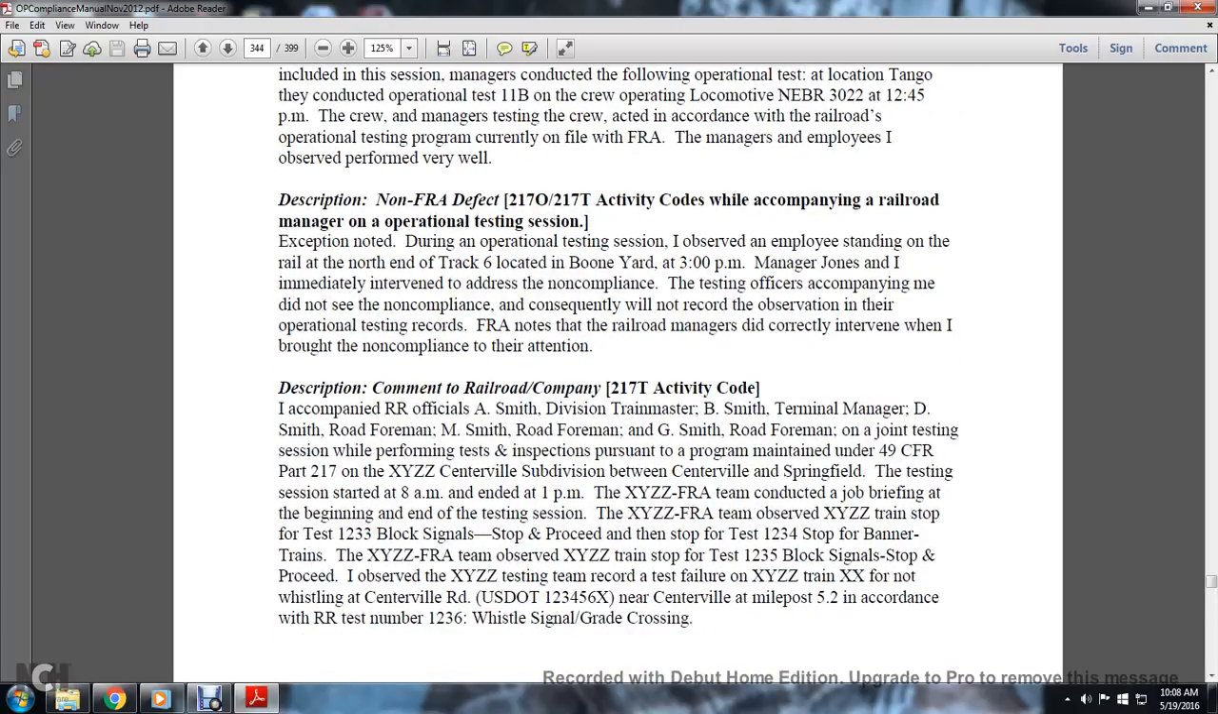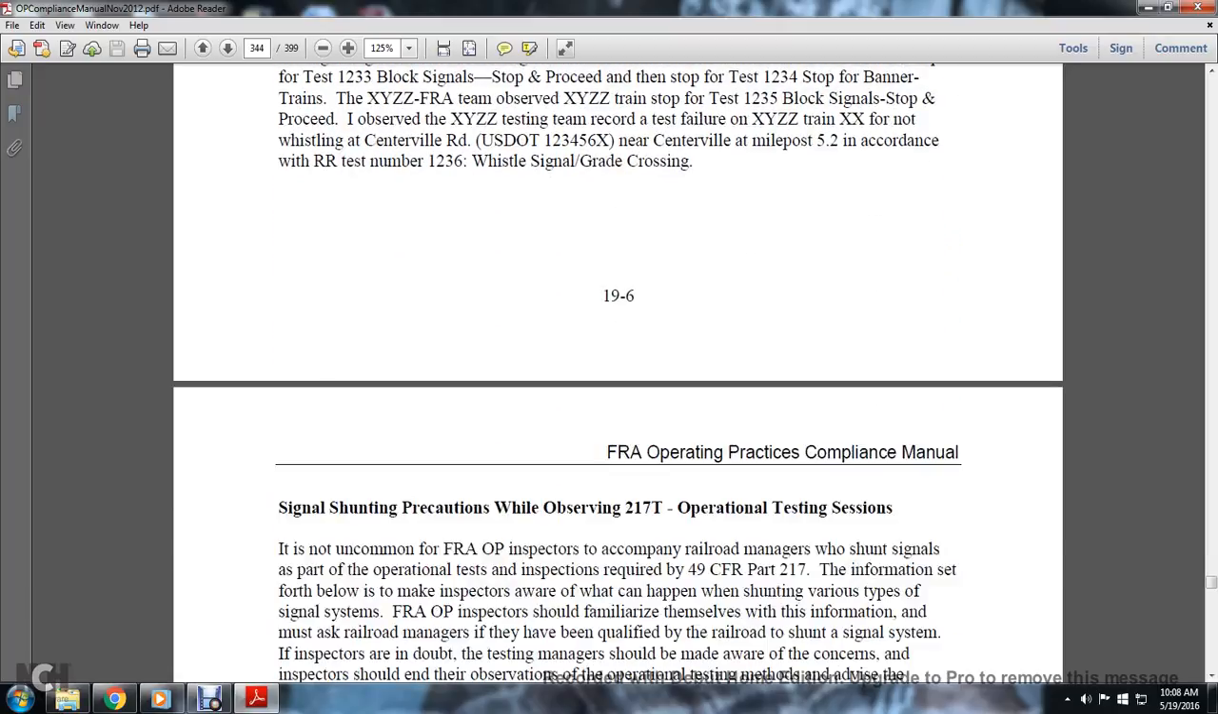Description of non-FRA defects under activity codes 217.0 and 217T while accompanying the railroad manager during an operational testing session. During the operational testing session, I observed an employee standing on the rail at the north end of track 6, located in the boneyard, at 3 p.m. Manager Jones immediately intervened and addressed the compliance with the testing officers accompanying me, but did not see the non-compliance and consequently did not record the observation in their operational testing records. The FRA notes that the railroad manager did not correctly intervene when the non-compliance was brought to their attention.